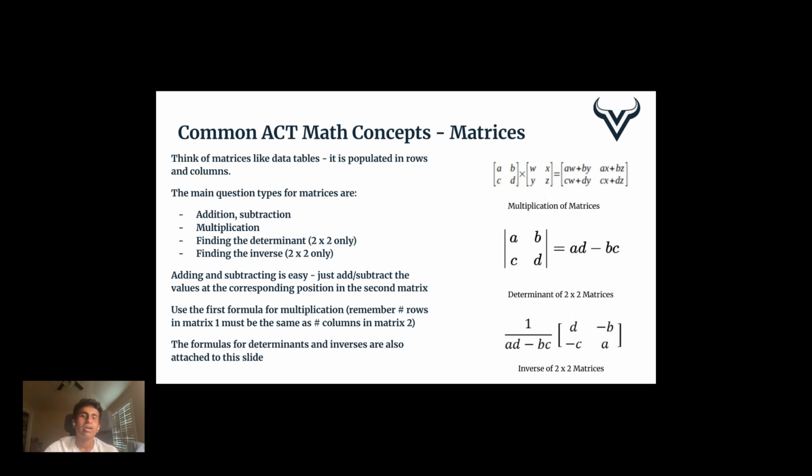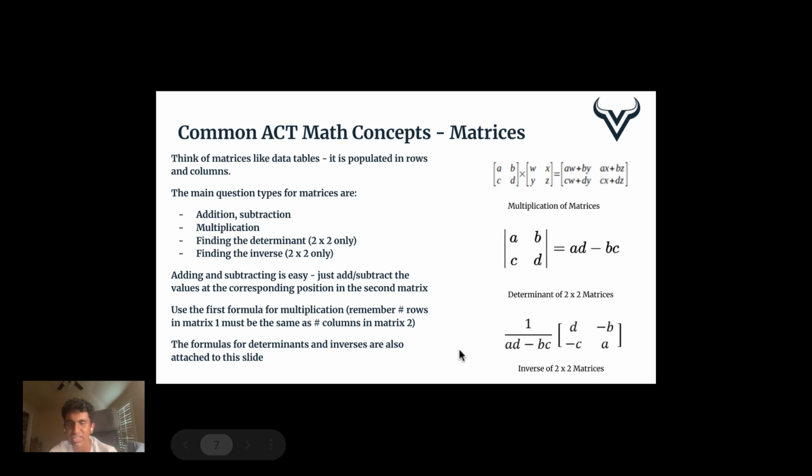And then for the determinants, it's a simple formula. For 2 by 2 matrices, it's just AD minus BC. And the only thing you'd actually use a determinant for is to find an inverse, which uses this formula. It's 1 over the determinant, which is AD minus BC, times, you just swap D and A, and then you make B and C negative.